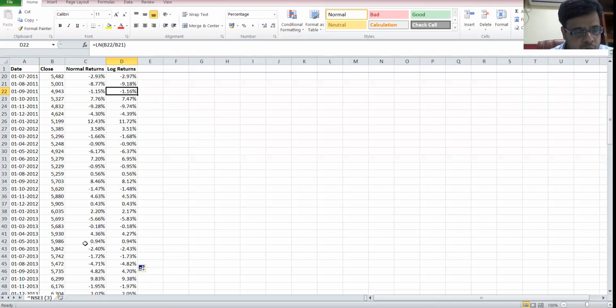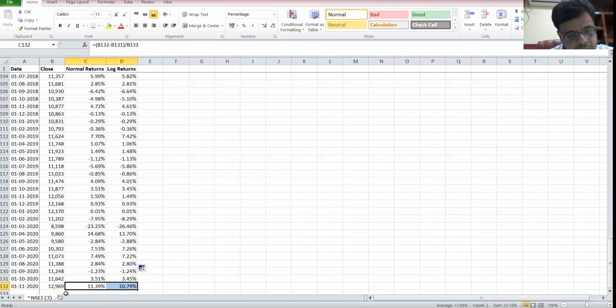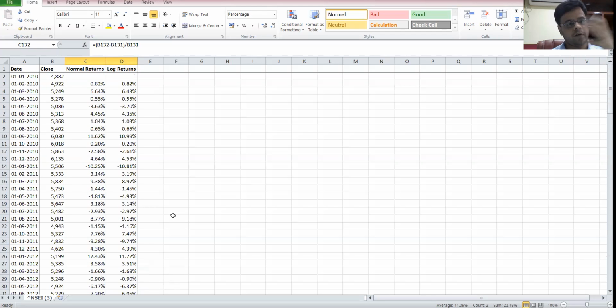But for a smaller value like 0.94%, the difference is small, and the difference actually increases when you have a larger number. Like even here, the difference is not much, but if you have a larger number here, the difference is about 0.6%. So as the number grows higher, the difference between the normal return and the log return grows higher. Now, what are the advantages and disadvantages of both?